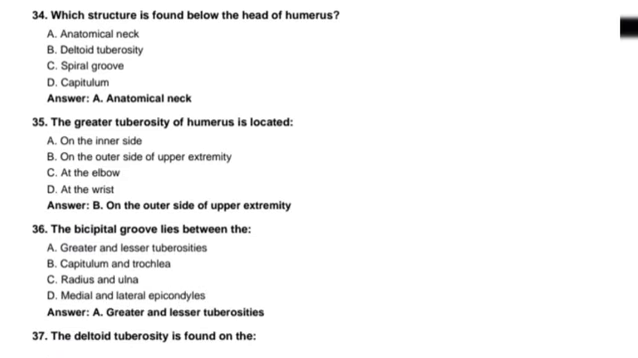Question number 34. Which structure is found below the head of humerus? Option A. Anatomical neck. Option B. Deltoid tuberosity. Option C. Spiral groove. Option D. Capitulum. Right answer is option A. Anatomical neck.